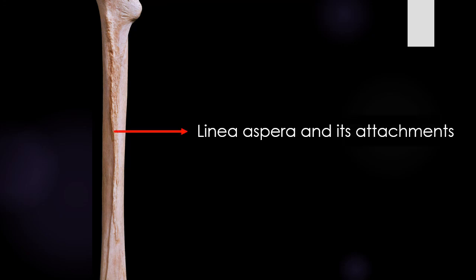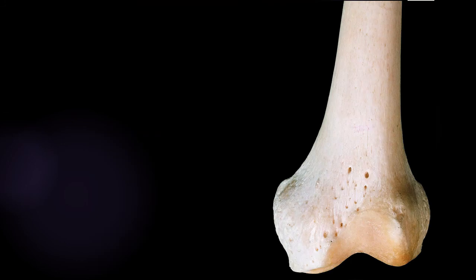Then at the upper part of the linea aspera, the pectineal line may be present, which is giving insertion to the pectineus muscle. Okay, so you have to remember that carefully, and when you are writing the answer, please observe the question properly. Linea aspera. Okay, then we are moving to the lower end of the femur.